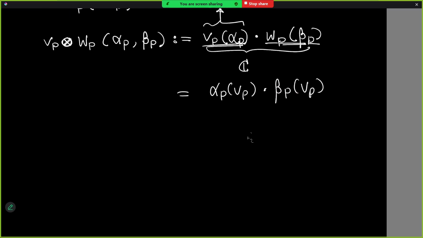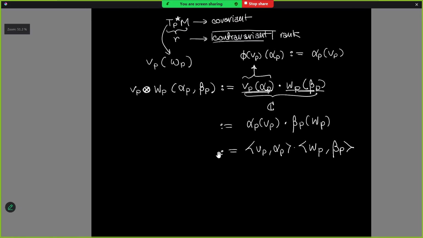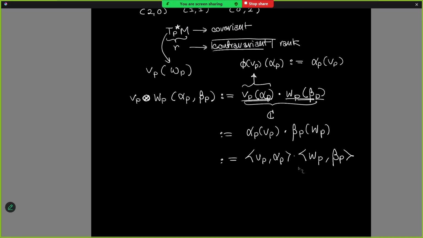But remember that this is also how we define the inner product. So this is actually also equal to VP alpha P dot, I put VP here again, WP beta P. So that's how we're defining this tensor product. So this is how we make a bilinear map. So this is a bilinear map.